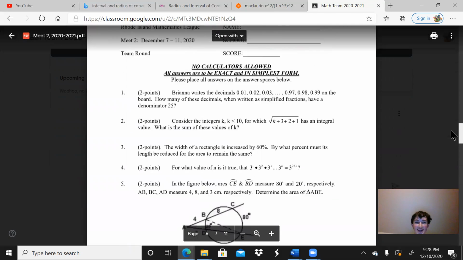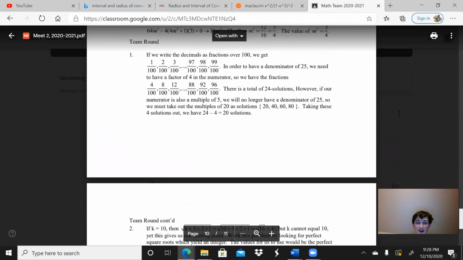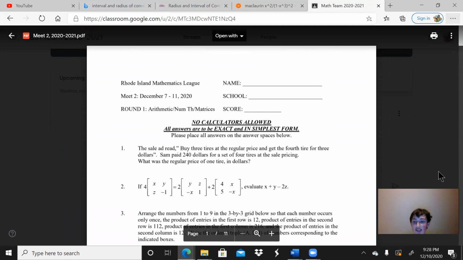I love how they put the date as December 7th to 11th, honestly. That's actually pretty funny.